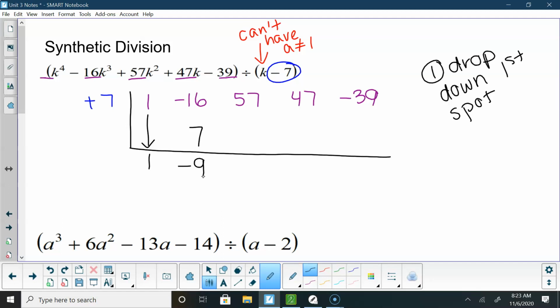What is negative 9 times 7? Negative what? 63? Those are super quiet this morning. Alright. Multiply them, put them right there. So what is 57 minus 63? Yeah, negative 6. Negative 6 times 7. Yeah, negative 42.